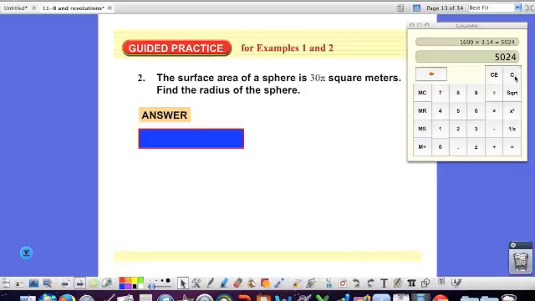And guided practice number 2, if the surface area of a sphere is 30 pi. Do you remember the formula yet, Ryan? 4 times pi times radius squared.